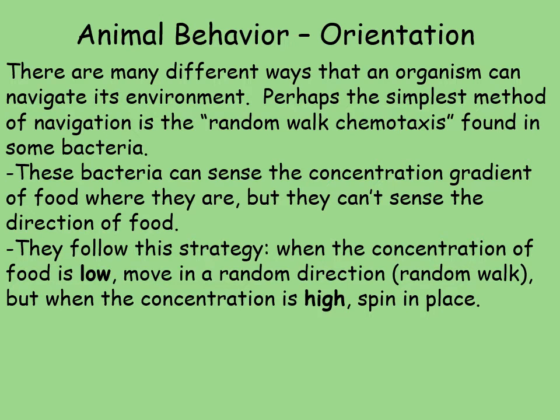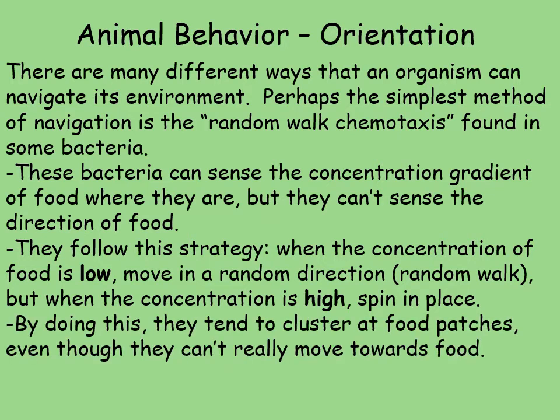So they follow this strategy to help them get to where the food is. When the concentration of food is low, they move in a random direction. So they randomly change their direction. It's called random walk. And when the concentration of food is high, they spin in place. So they basically stay in the same position by just spinning. By carrying out the strategy of randomly moving, and then spinning in place when they get to food, the bacteria tend to cluster at food patches, even though they can't really move towards the direction of food.